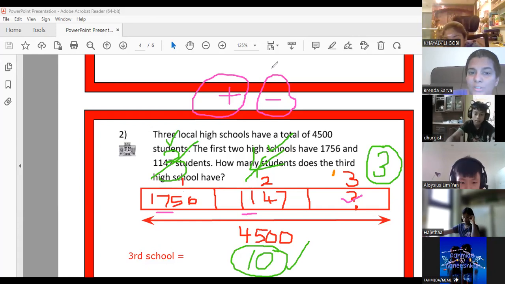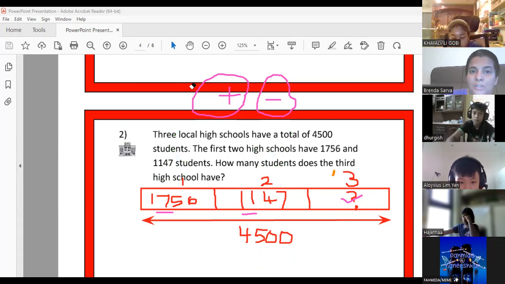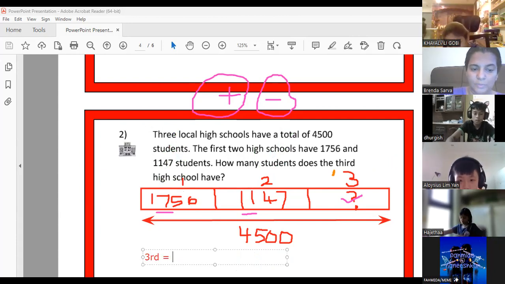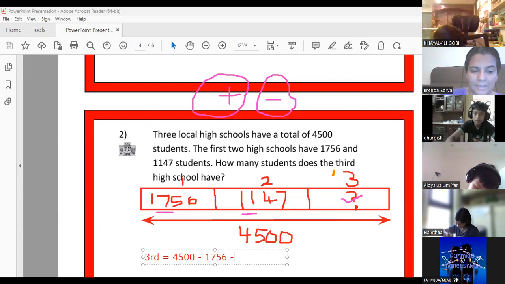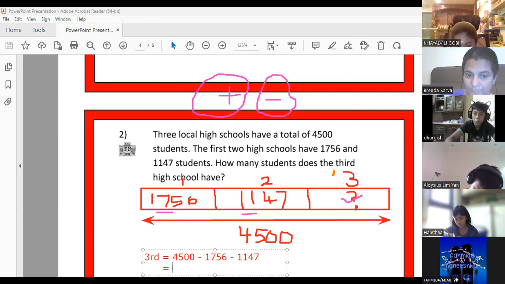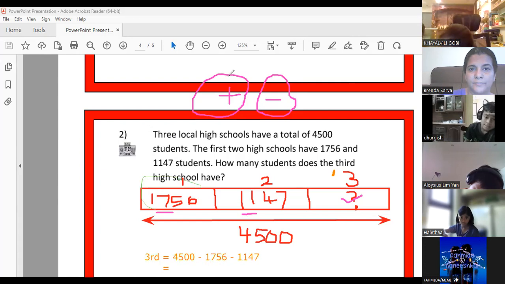So using a more difficult number, like 1,700 or whatever, you now write your number sentence. The third school would be, use the total first, 4,500 minus with that 1,756 minus with 1,147, and that's it. Straight away gets you the answer. Do a double subtraction. Now, sometimes a lot of you tend to add. You like to add this number and this number. You say, okay, teacher, we add first.